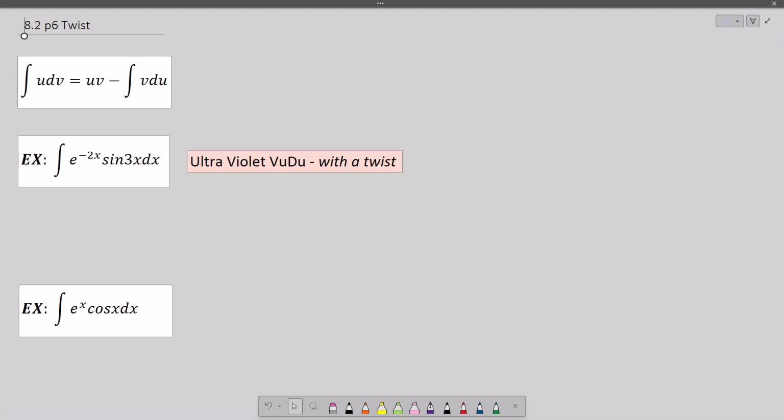This is called integration by parts in this class with a twist. If you go look on the internet for integration by parts with a twist, you will probably not find it. But this is how we're going to refer to it, A, because it makes sense, and B, because we need some way to distinguish this type of integration by parts from the other ones that we've seen. So some twisted voodoo is coming your way.